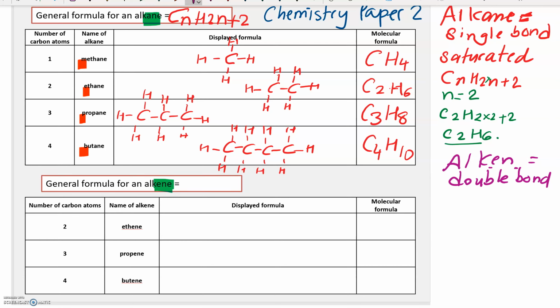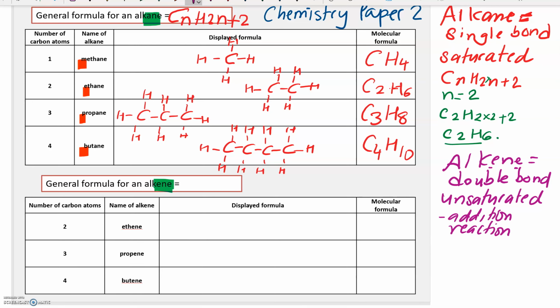Let's write that E again. So that's double bonds. That means it's unsaturated. The word unsaturated means that you can add across the double bond, and it can undergo an addition reaction, which we normally do when we test the hydrocarbons using bromine water. So let's have a look at these.